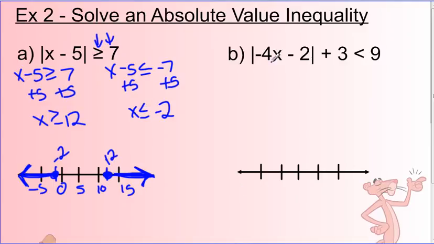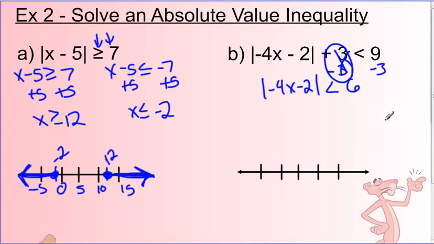Letter B. Well, we've got to get the absolute value by itself. So we're going to subtract 3. These cancel out. Absolute value of negative 4x minus 2 is less than 6. We're good so far. We got the absolute value by itself. Now we separate. So negative 4x minus 2 is less than 6. And negative 4x minus 2 is greater than a negative 6. We switched the sign, and we switched the sign. Ooh, I should not do that. That looks like or equal to, and it wasn't.